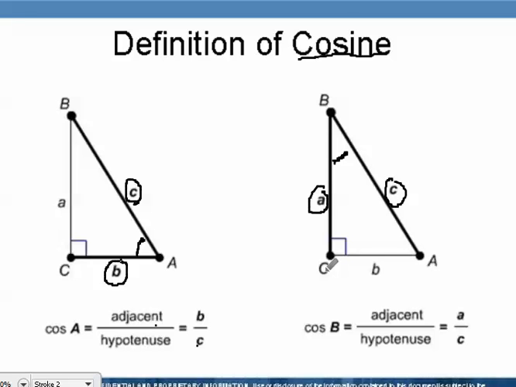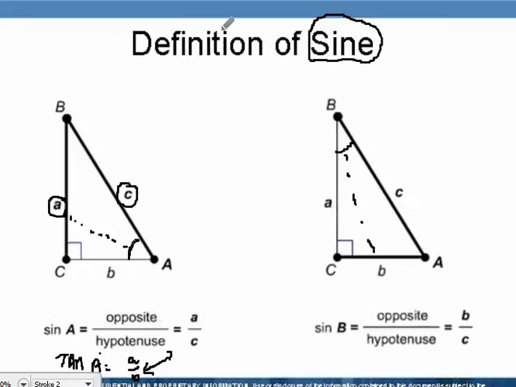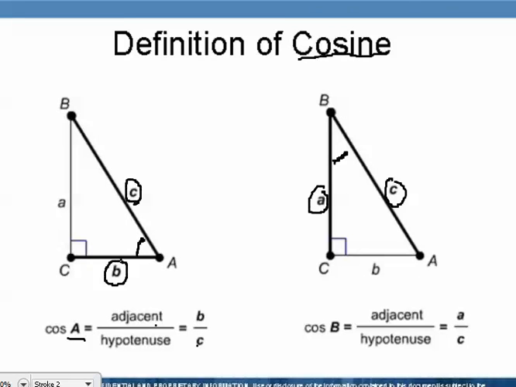Now I want you to notice the sine and the cosine are exactly opposite each other. If I took the cosine of angle A, I had B over C, but the sine was A over C. If I looked at the other angle, it was B over C. And so they're just looking at the opposite angles, aren't they? Interesting.